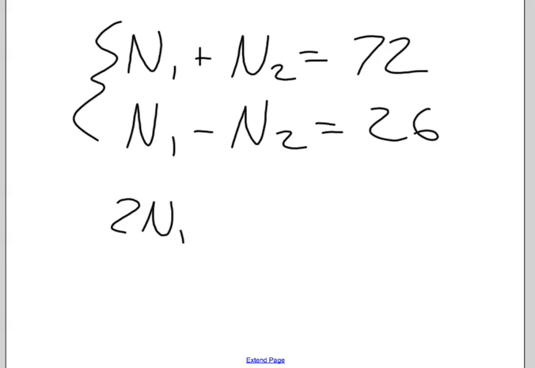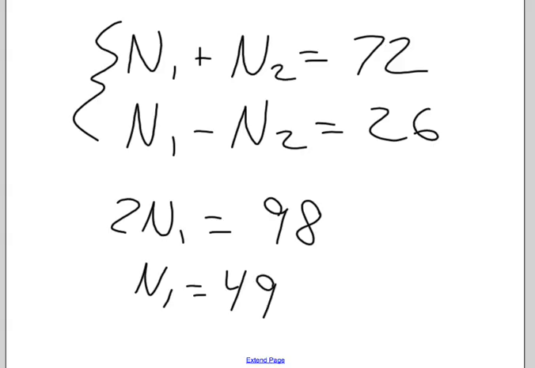So when we add number 1 and number 1, that's 2 times number 1 equals 98. You have to add those two as well. And then number 1 equals 49. And if number 1 is 49, you plug that in here. What's 72 minus 49? 23. So number 2 would be 23. Is that all we need? Yeah. It's the same thing, it's just using different things.